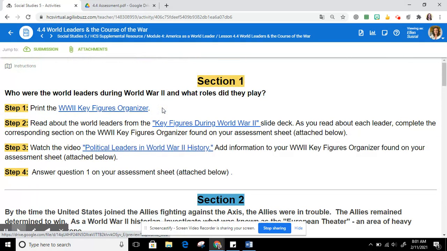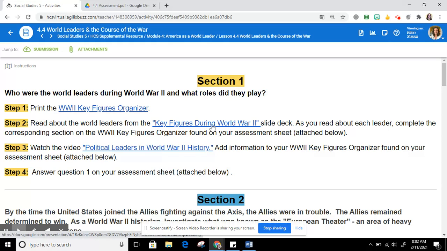All right, so section 1. It says, who were the world leaders during World War II and what roles did they play? So step 1, you're going to print the World War II Key Figures Organizer, which is linked right here. Step 2, you're going to read about the world leaders from the Key Figures during World War II slide deck. You click on this, and it's going to open up a Google slide presentation where you can view information of the key world leaders that were involved in World War II.